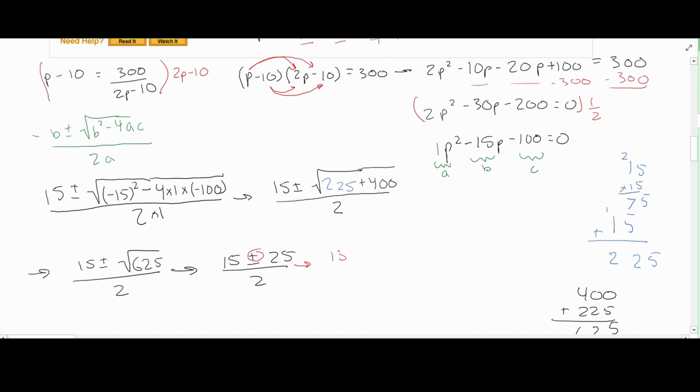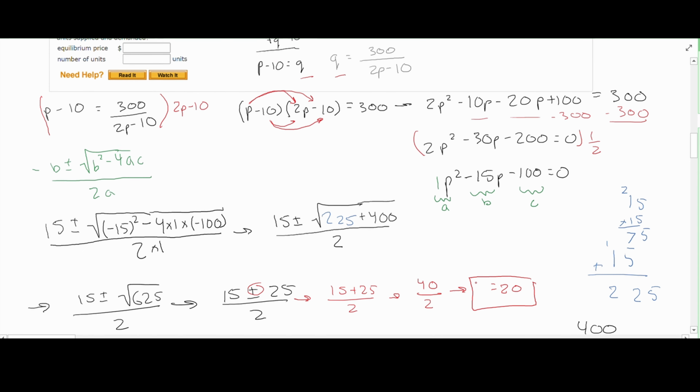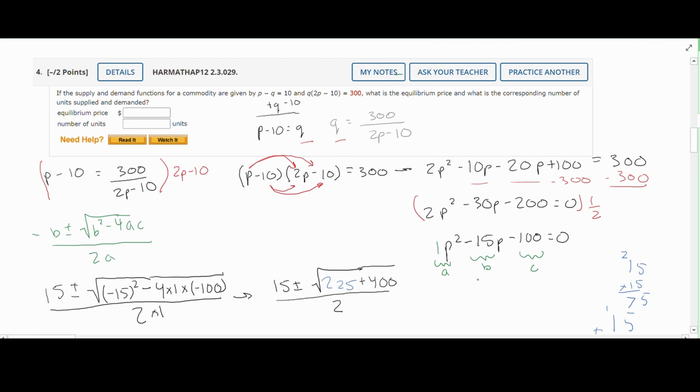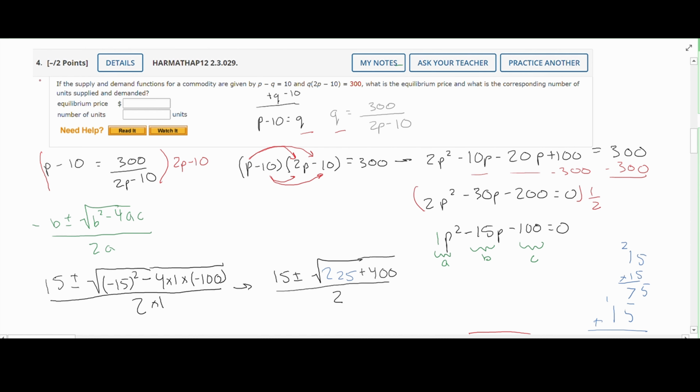So we are going to have 15 plus 25, and this is being divided by 2. We can add these two together. 15 plus 25 is going to give us 40. We can divide this by 2. So our p is going to be equal to 20 once we divide the 40 by 2. P is equal to 20, so we have found the equilibrium price. The equilibrium price is 20.